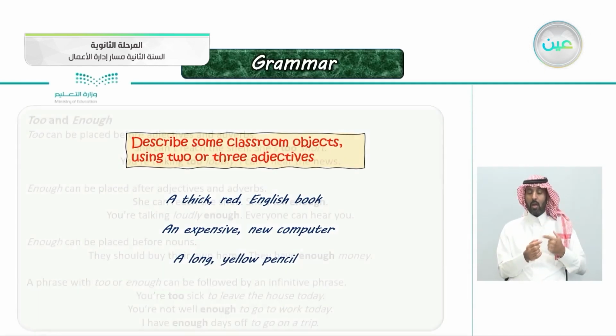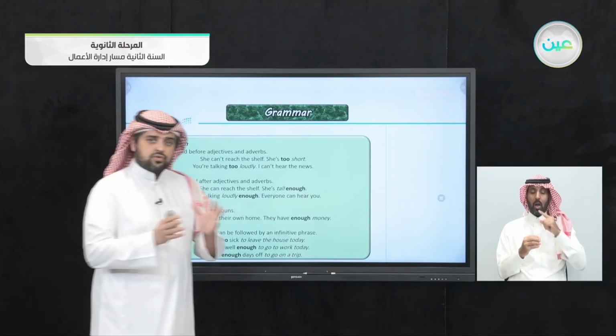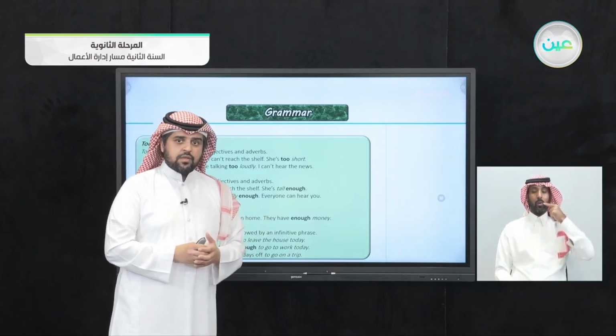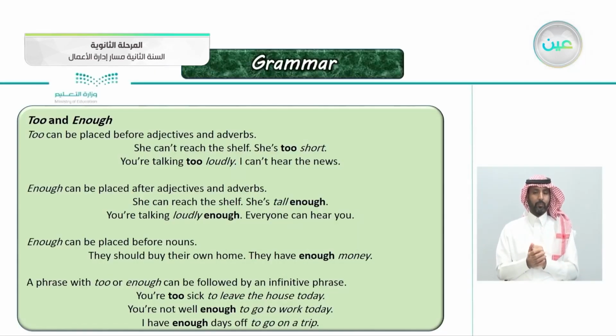A long yellow pencil. Moving on to the next part of today's lesson, too and enough. Of course, we know the meaning of too, extremely, and enough. Now we know the meaning, but let's dive deeper here. Too can be placed before adjectives and adverbs. Again, too will be placed before adjectives and also before adverbs.